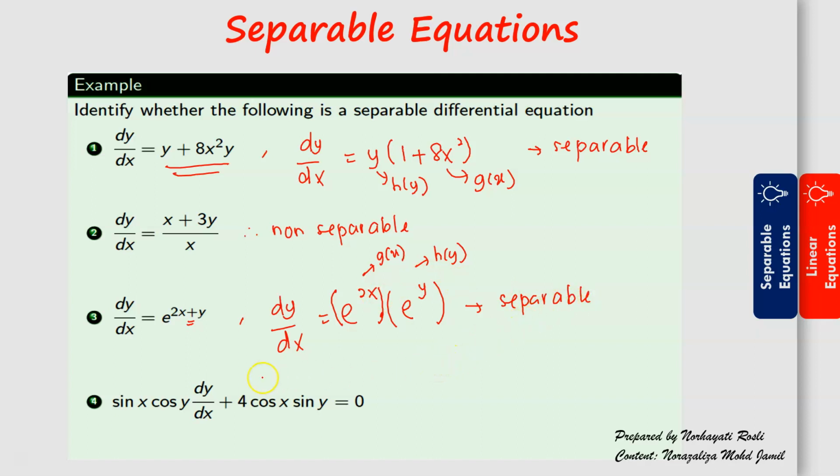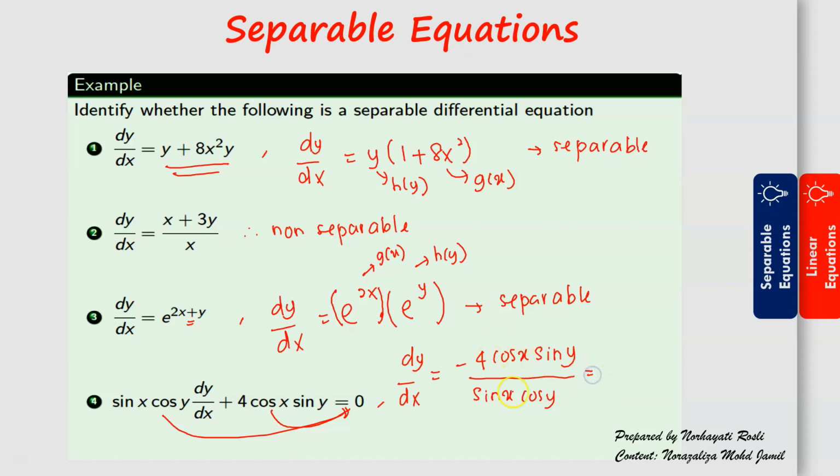And then class, we go to the fourth one, which we have here sin x cos y dy dx plus 4 cos x sin y equal to 0. So in this case, I can write this equation as dy dx equal to, I move this one to this side, so I have negative 4 cos x sin y. And then this one I move also to this side, which is divided by sin x cos y.